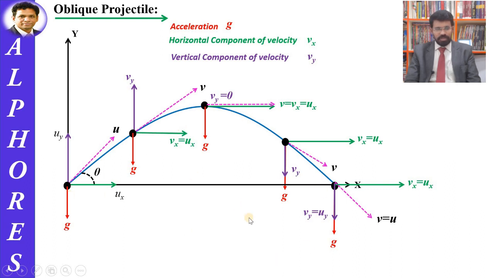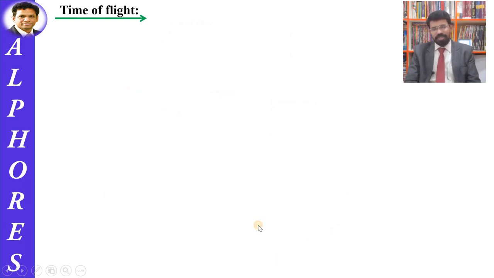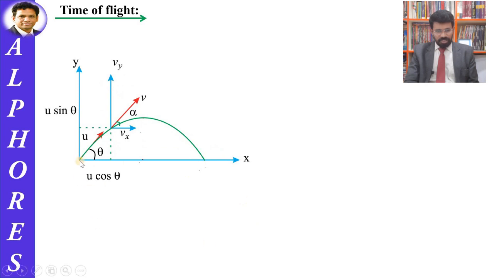Now let us talk about time of flight. Time of flight in the sense, time taken by the body to finish the complete journey. So if the body is projected from this point, whatever time it takes to travel up to this point, that time is called the time of flight. Let us try to find out that time of flight. Before I calculate the time of flight, I'll find out the time of ascent. Time of ascent in the sense, time taken by the body to reach maximum height.